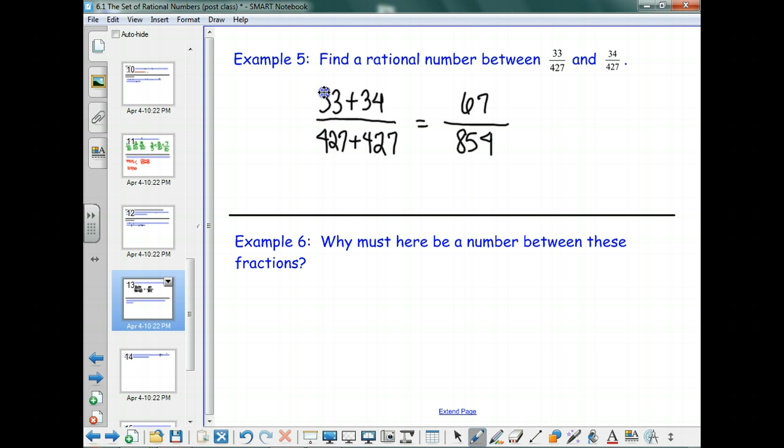Now, here's example 6, the kind of question maybe that if you haven't used this book before, you would expect to see in the connection section at the end, all right? So it says, why must there be a number between these fractions? We found one, but why must one exist? There is a theorem that talks about it. Think about it from maybe a number line perspective. Why must there be a number between 33 over 427 and 34 over 427?